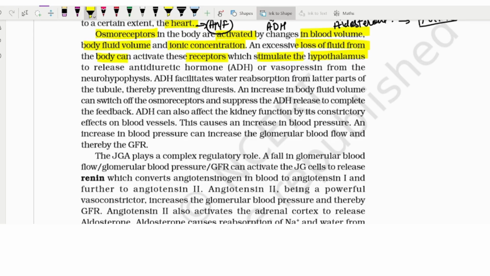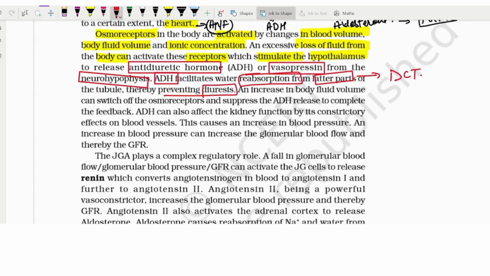If the loss of fluid from the body is more, in that case the osmoreceptor will become activated. So this will stimulate the hypothalamus to release the antidiuretic hormone, which is also known as vasopressin. From where? From the posterior pituitary, which is also known as neurohypophysis. And what is it doing? ADH will cause reabsorption from the later part. Later part is what? Later part is the DCT of the nephron, thereby preventing diuresis.